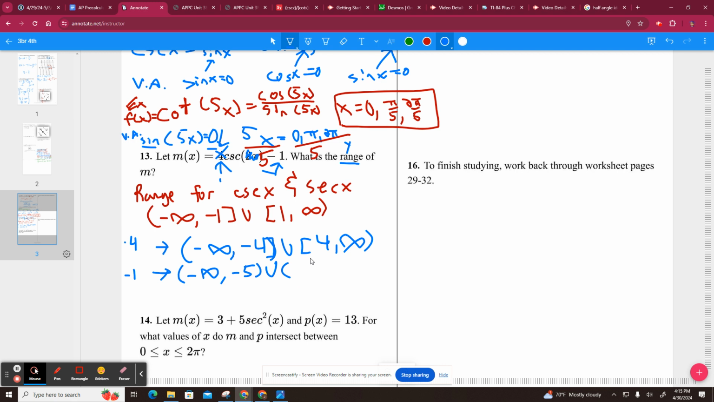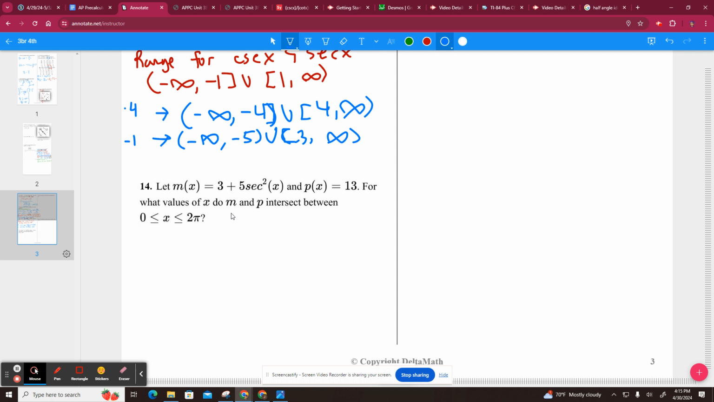Union 4 minus 1 is 3, to infinity. So when I ask about values of intersection, that happens when they are equal to each other.